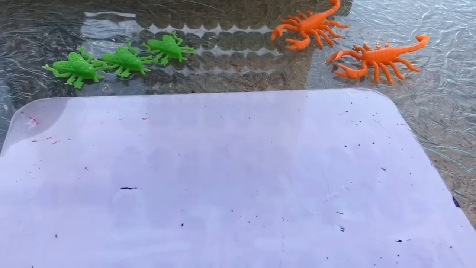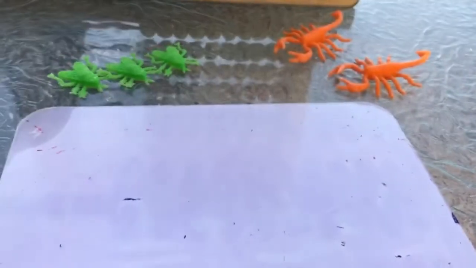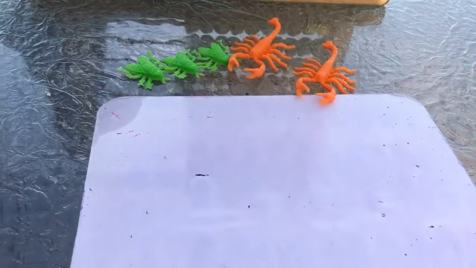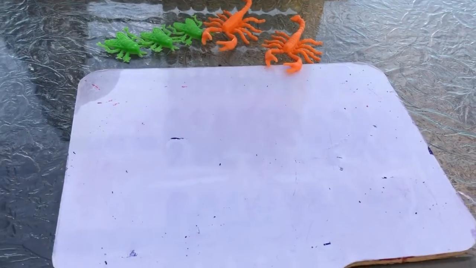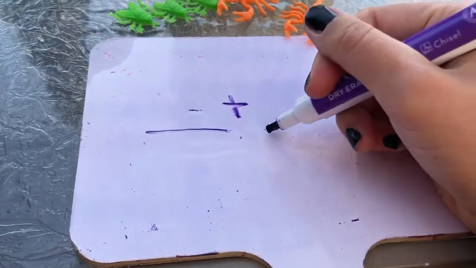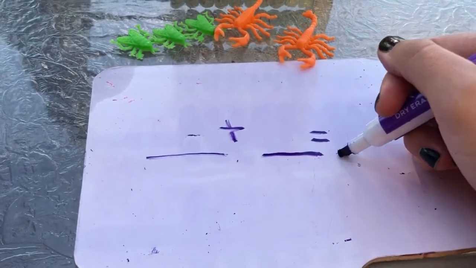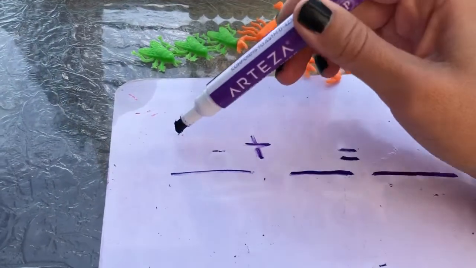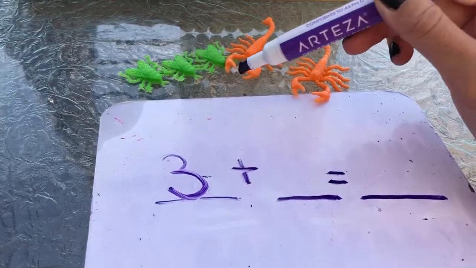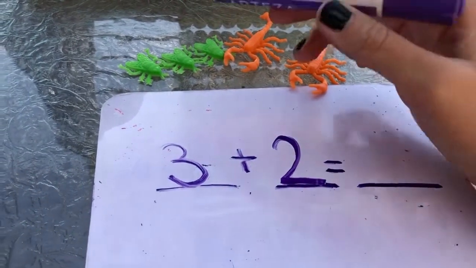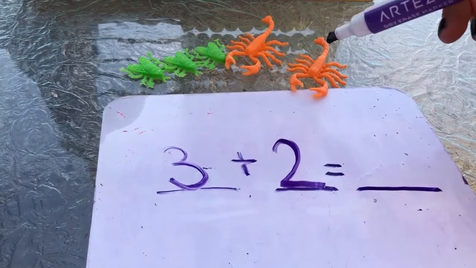I had 3 green crickets and 2 scorpions. This is a part and this is the other part. If I join them together, how many do I have in all? What plus what equals what? 1, 2, 3 plus 1, 2 equals 1, 2, 3, 4, 5.